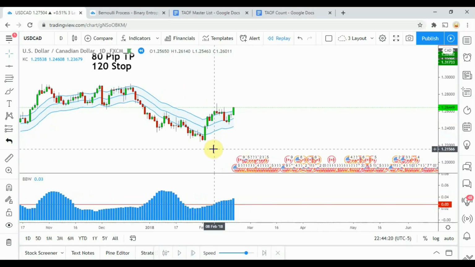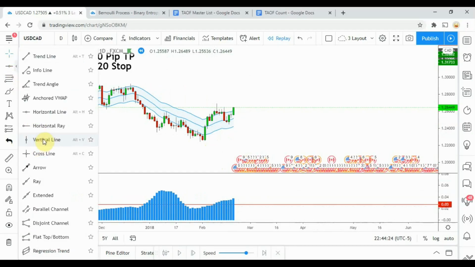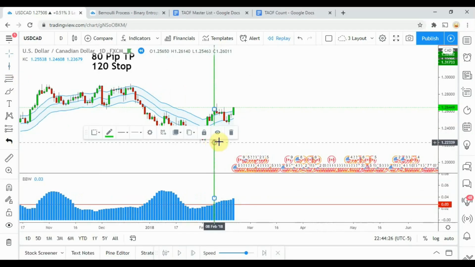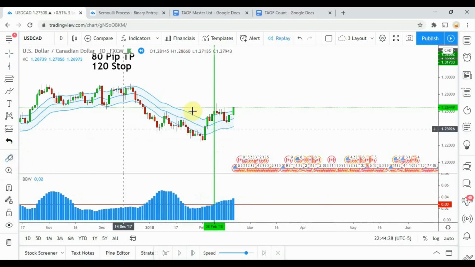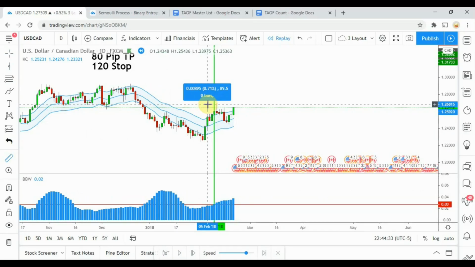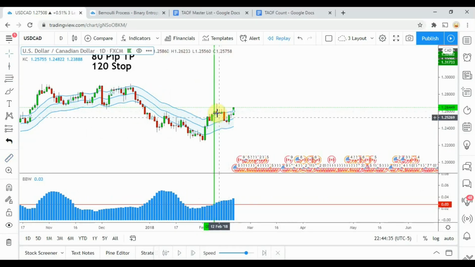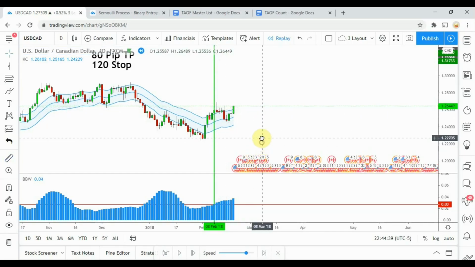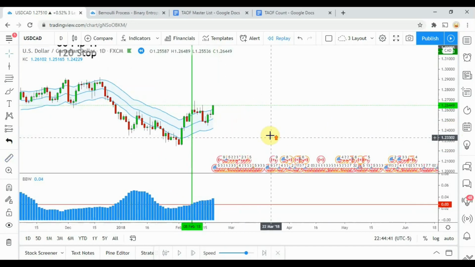All right, so we get our first trade, first signal right here on this candle, and this wick right here would have gotten us to our first take profit, and so that would have been a winning trade right there.